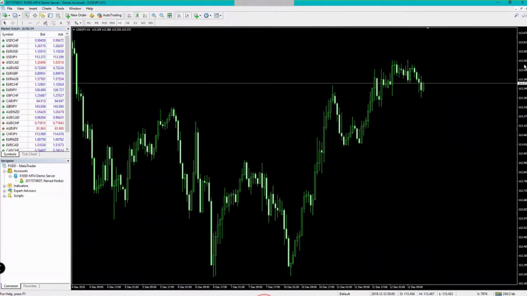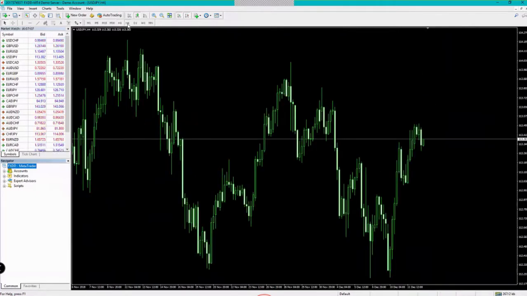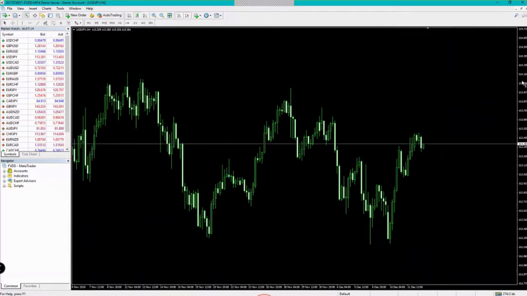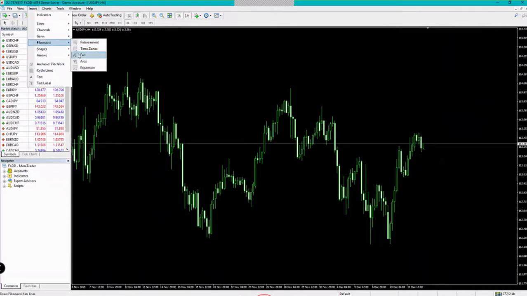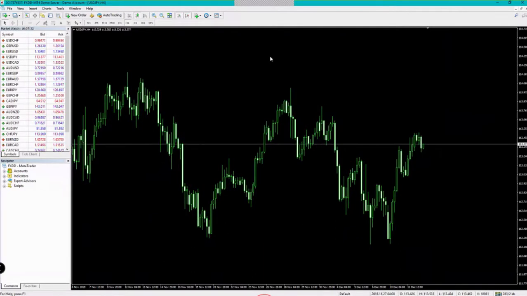I use this method from time to time to confirm my counter trend trades, and usually I use it also on the 4-hour time frame. So we will switch here to the 4-hour time frame. Okay, so before you actually start using this method, you need to check if everything is correct. Fibonacci fan, it's here, and you need to be able to spot highs and lows.